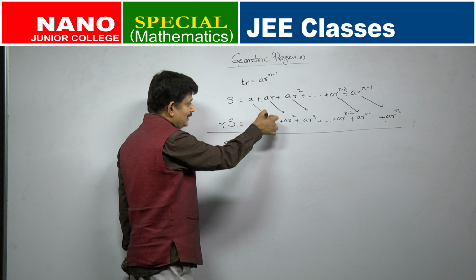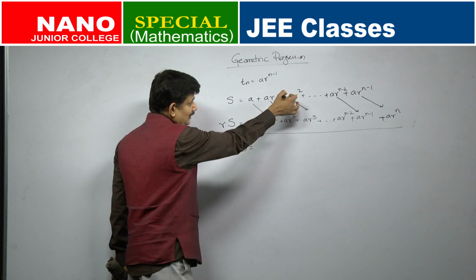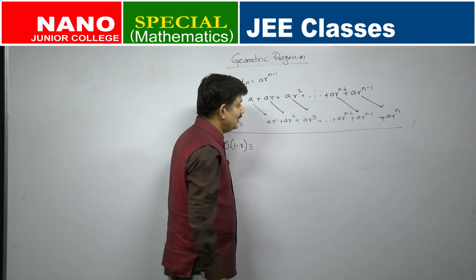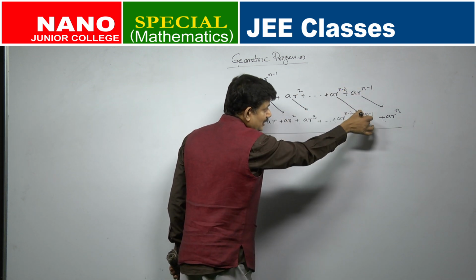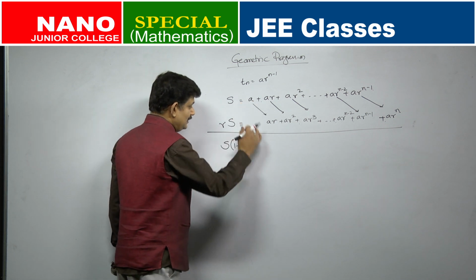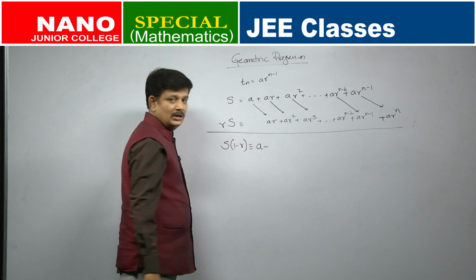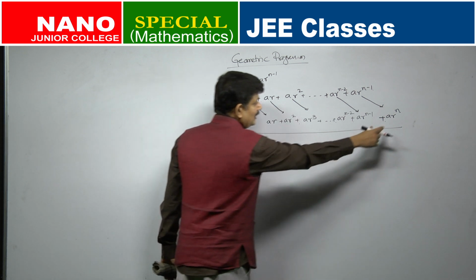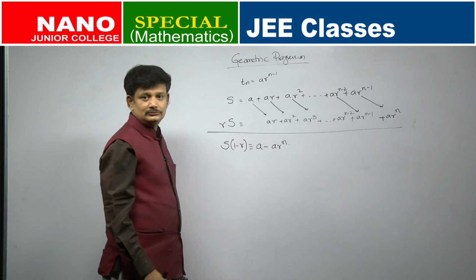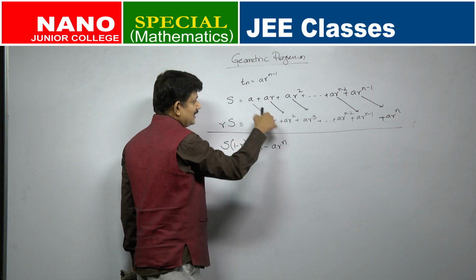Now, when you subtract, AR is getting cancelled with AR, AR square is getting cancelled with AR square, AR cube will get cancelled with AR cube, and so on, everything is getting cancelled. What are there which are not getting cancelled? A remains, minus AR power n remains. Rest everything in between is getting cancelled. Can you see that?